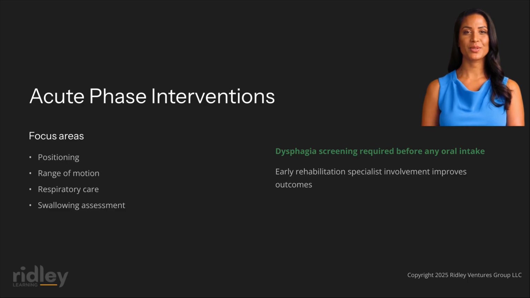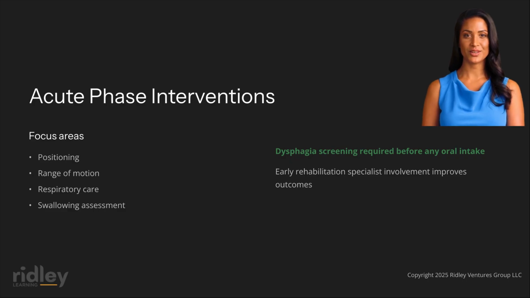During the acute phase, rehabilitation interventions focus primarily on positioning, range of motion maintenance, respiratory care, swallowing assessment, and early screening for rehabilitation potential, rather than intensive motor retraining. Proper positioning protocols prevent contracture development, minimize spasticity provocation, and reduce the risk of shoulder subluxation and other musculoskeletal complications that can impede later recovery.